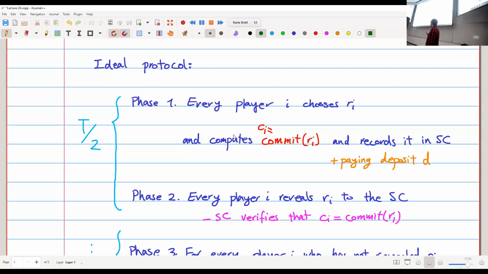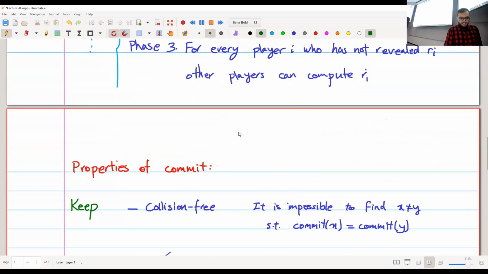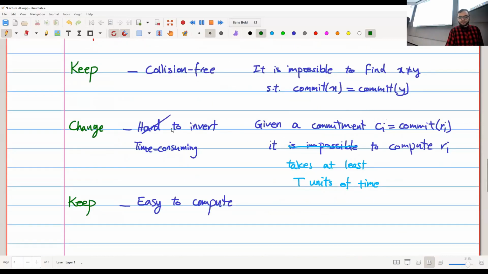So I want to make sure that it takes t units of time for all of them. I want to make sure that you cannot parallelize the computation that you need to do here. In other words, I want to say that it takes at least t units of time, no matter how many cores or threads you have.